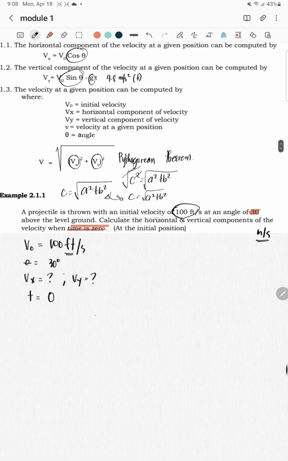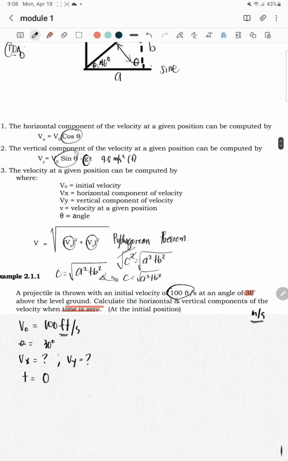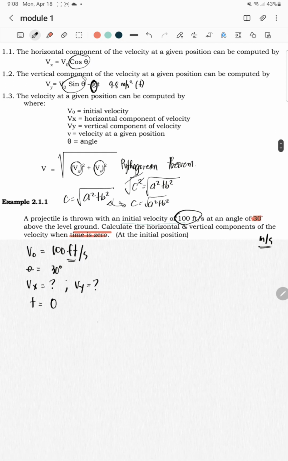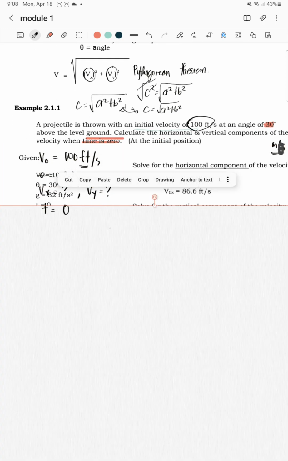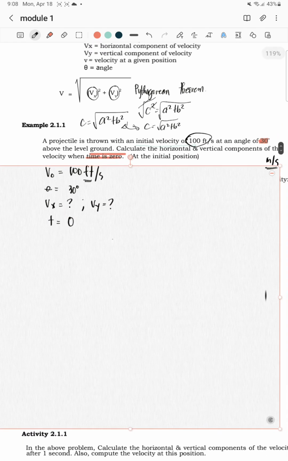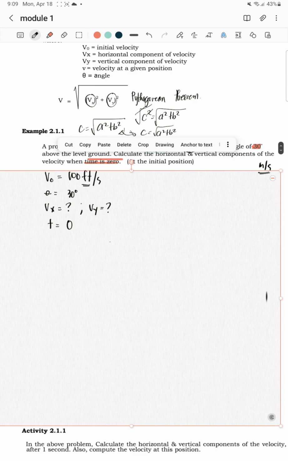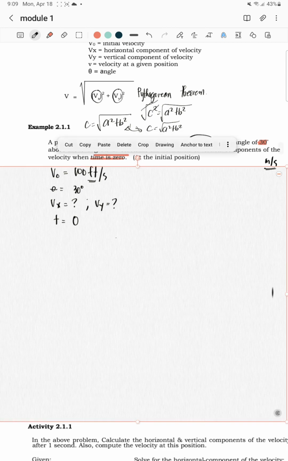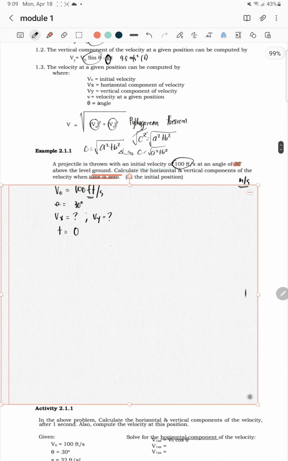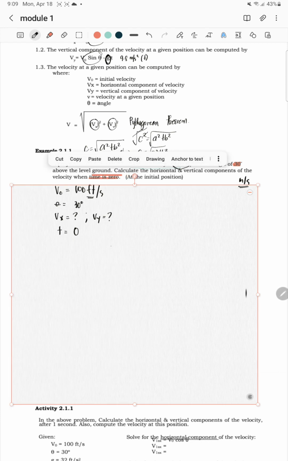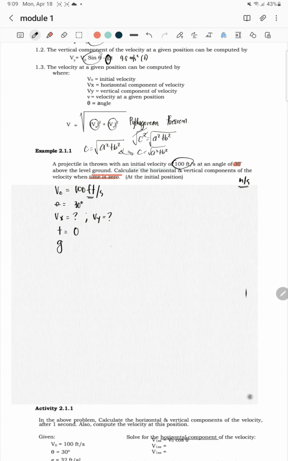Diba sabi ko kanina, you have a given value na gravity, which is the 9.8 meters per second. However, now we are not going to use the meters per second. Instead, we are using the feet per second. So, compute muna natin yung gravity. This is 9.8 meters per second. Pero, i-convert natin siya into feet per second.